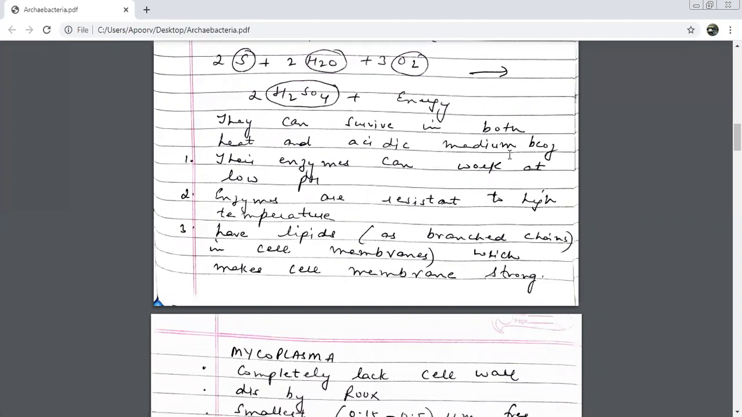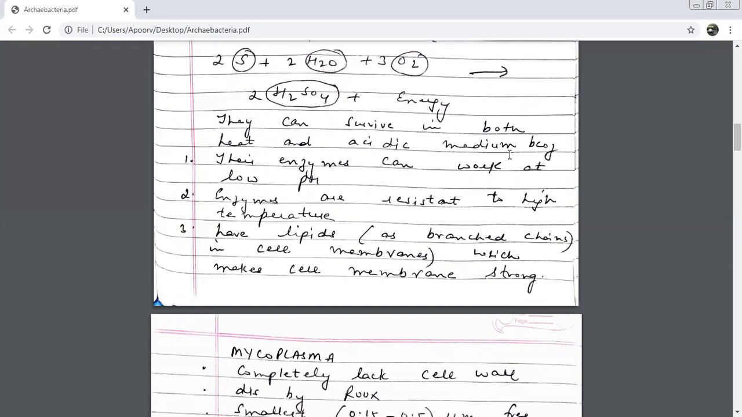Number one, their enzymes can work at low pH also. Normally we had seen that there is a range where enzymes become active, a range of temperature, a range of pH. But the enzymes of these thermoacidophiles can work at low pH also, and they can survive conditions of high temperature also. The enzymes are very, very resistant to temperature and pH values. They can even survive very low pH. This is one reason.